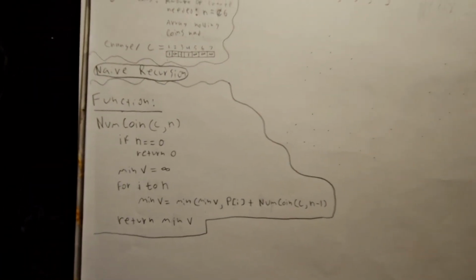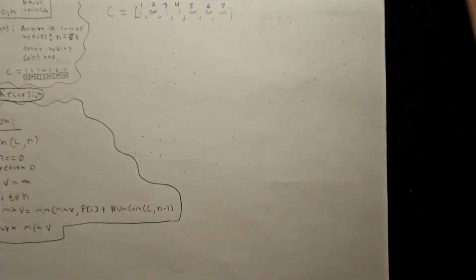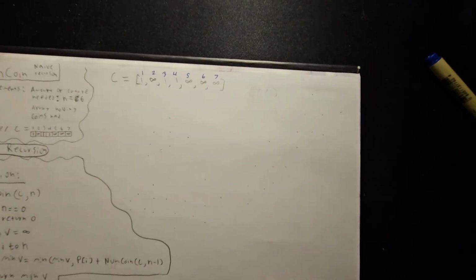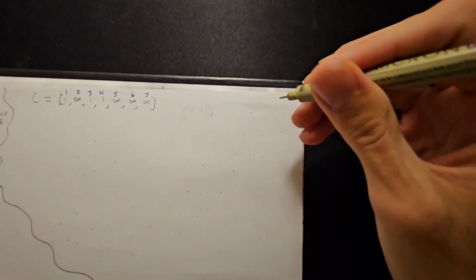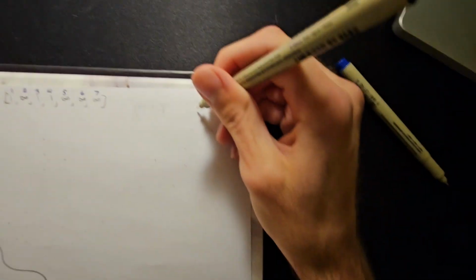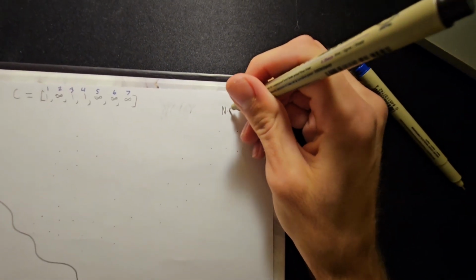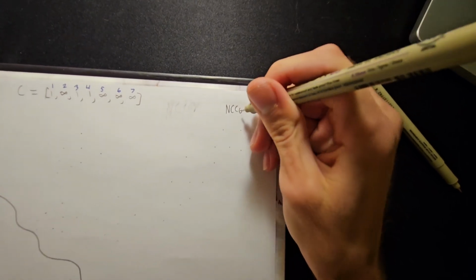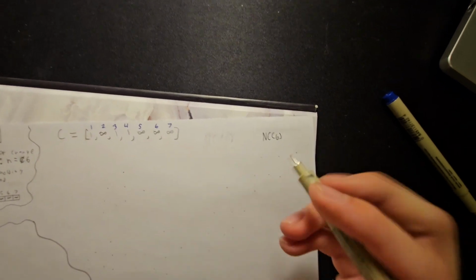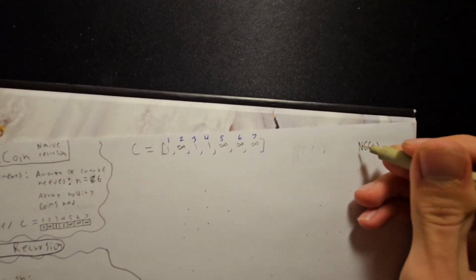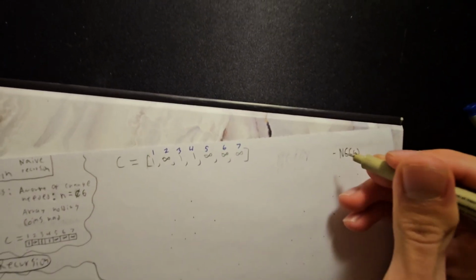Here's the function, and now I'll be drawing a recursion tree. So the recursion tree starts at function call NC6. Inside the function, it'll run through here, and it'll call NC5. I'm going to set you down for a sec.